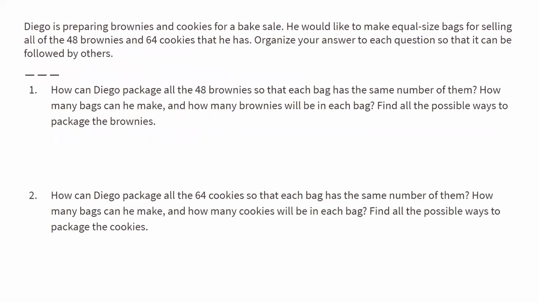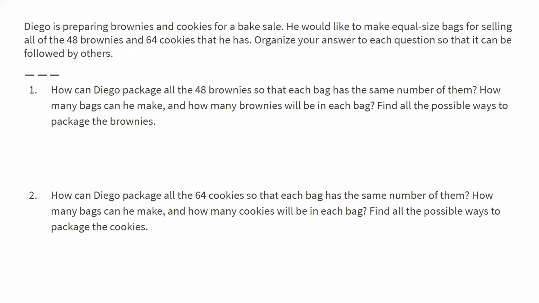So here's our problem one last time. Diego is preparing brownies and cookies for a bake sale. He wants to make equal size bags for selling all of the 48 brownies and 64 cookies that he has. And we're going to organize our answer. Number 1, how can Diego package all of the 48 brownies so that each bag has the same number of them? How many bags can he make and how many brownies will be in each bag? Find all of the possible ways to package brownies.